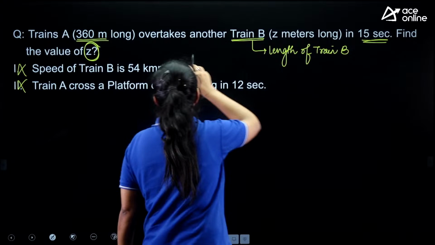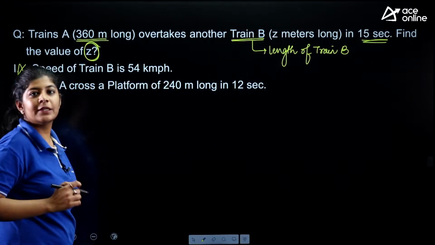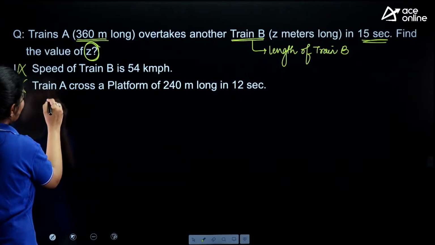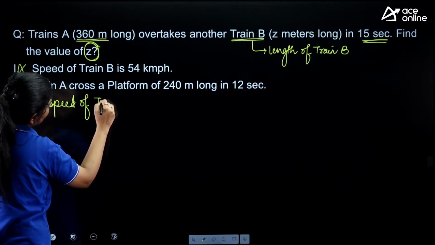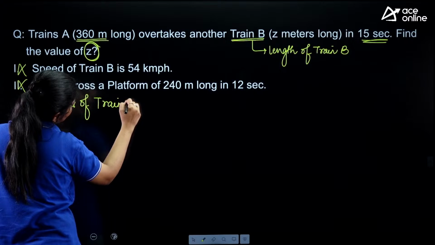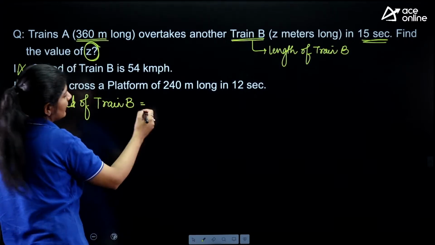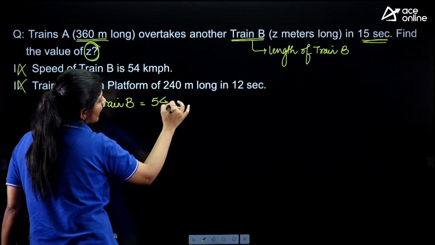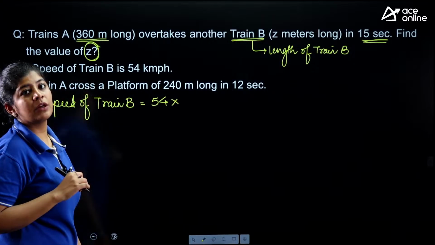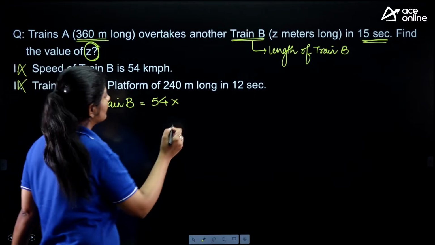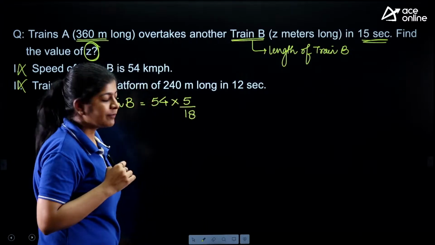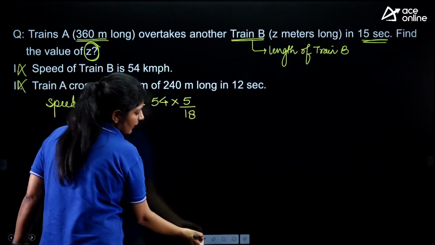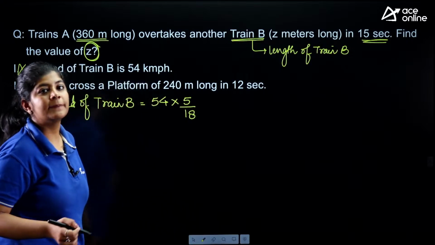So it's better to convert this particular data into meters per second. So we can say that the speed of train B is nothing but 54 km/h, and we need to convert it to meters per second. So we just simply multiply it by 5 by 18, right? And with the help of this value, we can easily get it in meters per second.